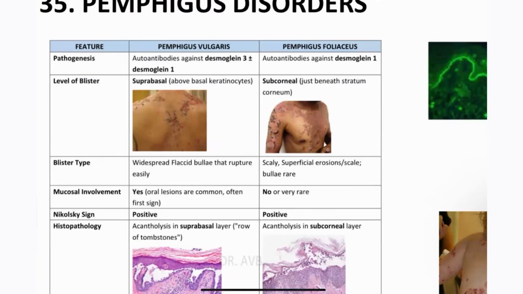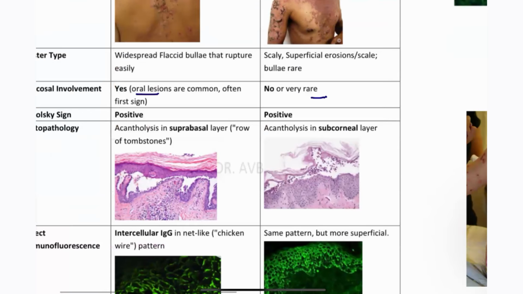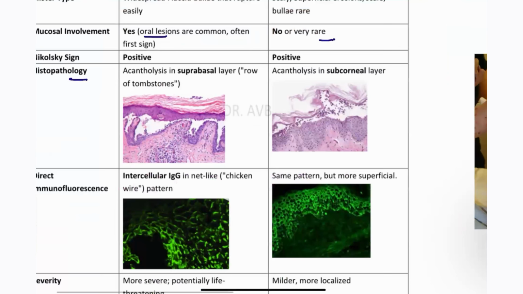Next, what are the antibodies present? Desmoglein 3 and desmoglein 1. Next, in the foliaceus, it is just desmoglein 1. So the main difference is that there will be oral lesions present in the vulgaris and no oral lesions present in the foliaceus. Coming to the histopathology, the tombstone appearance at the suprabasal layer is pemphigus vulgaris, and subcorneal layer acantholysis is pemphigus foliaceus. This is the difference in pattern that you are going to notice.